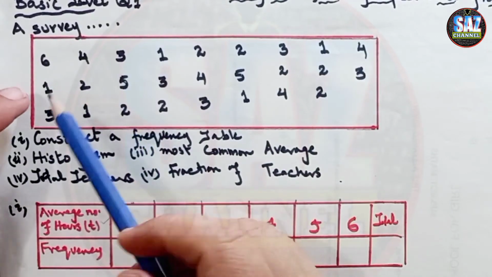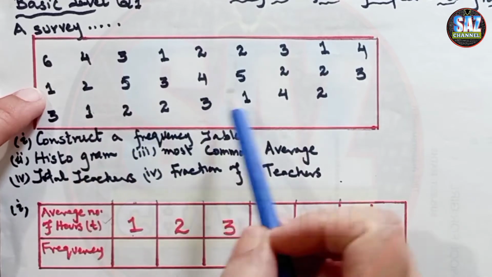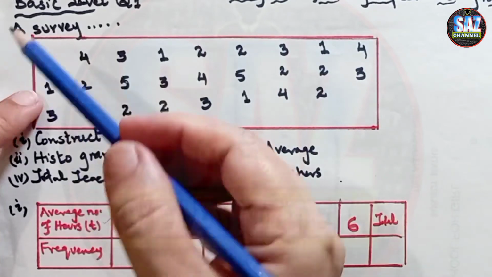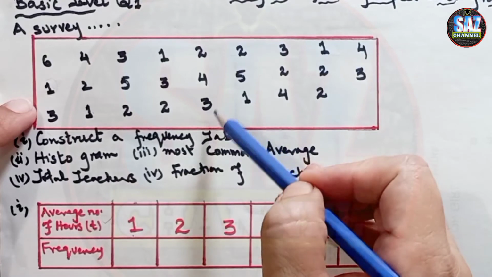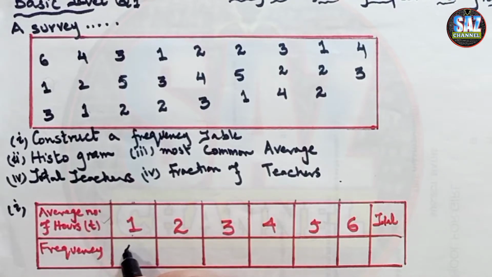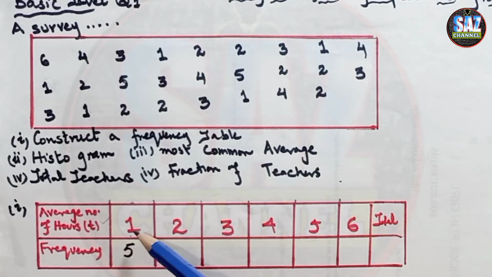Suppose the first time 1 is coming over here, then 2, and then 3, then 4, and then 5. Let me recheck this. This is 1, this is 1, this is 2, this is 3, and this is 4, and this is 5. So let me record my answer over here. 1 is coming 5 times. So it means that 5 teachers are spending 1 hour in marking the assignments of their students.